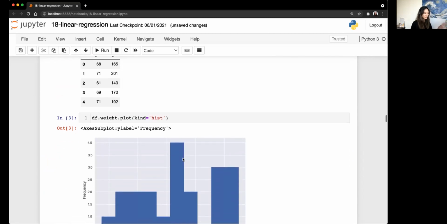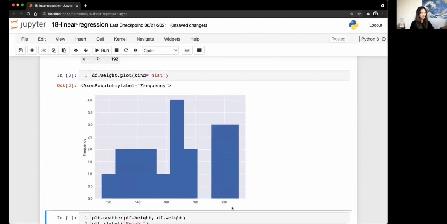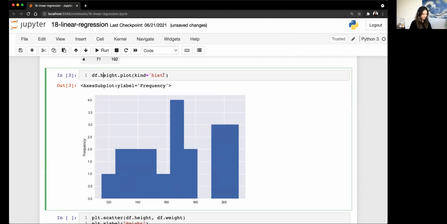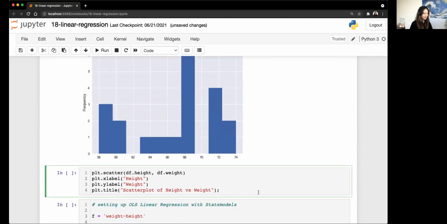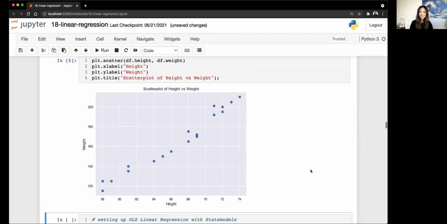We can do a very, very quick EDA to just see what the weights are distributed like. This is weight. This is height. There are only 20 data points, so there's not a very meaningful distribution you can get from that, but always good to do EDA. But let's take a look at the scatter plot. Based on this scatter plot, you can see, okay, it looks like we can pretty much fit a solid line through this data. So let's do that.